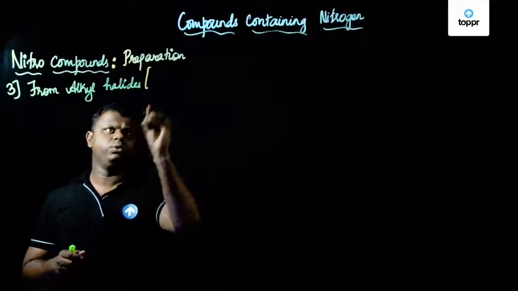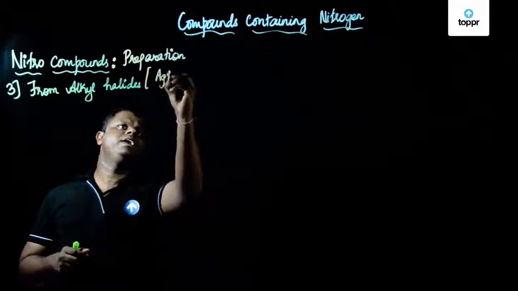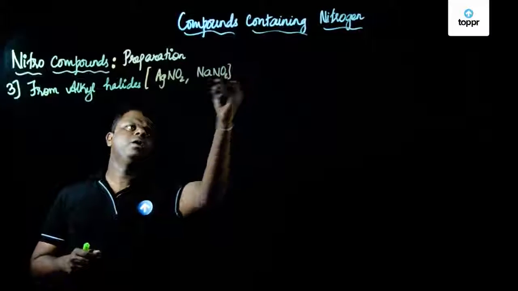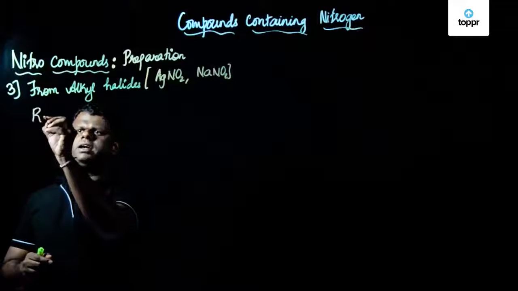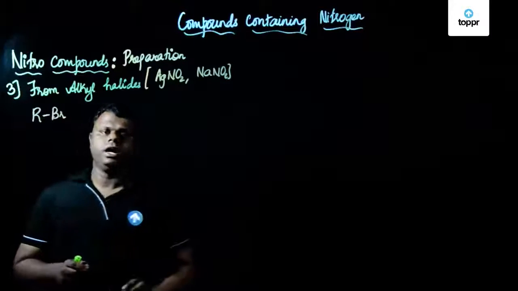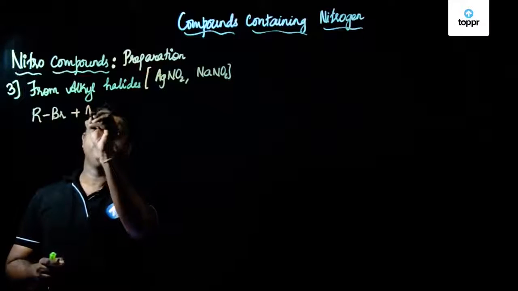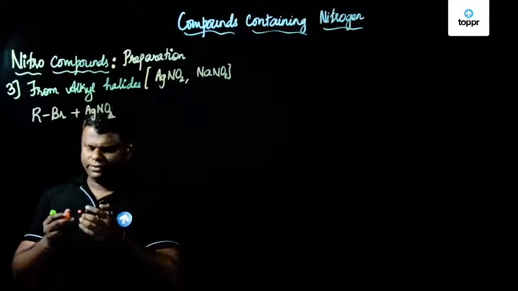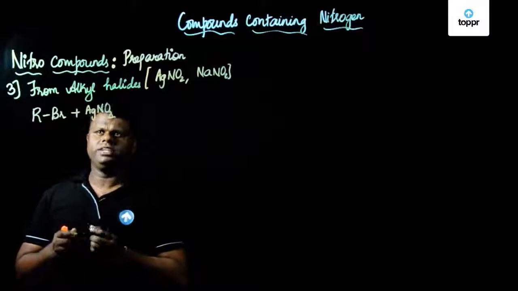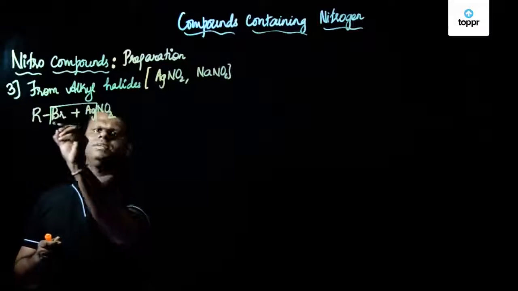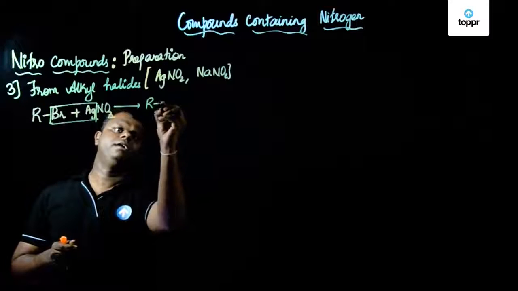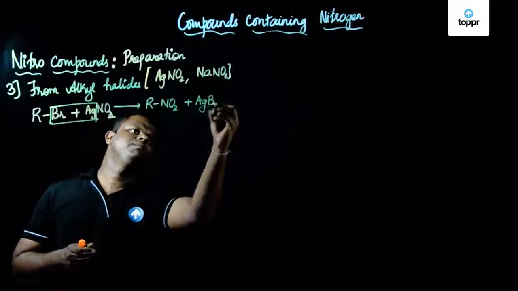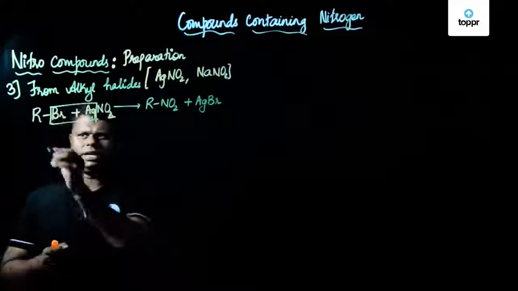We are going to study two reactions. First is using silver nitrite and the next is using sodium nitrite. Alkyl halides, preferably alkyl bromides or iodides, undergo reaction with silver nitrite, and not nitrate. Nitrate is NO3. What exactly happens is AgBr is released and you get RNO2. So you get RNO2 plus AgBr. So you get a nitroalkane.